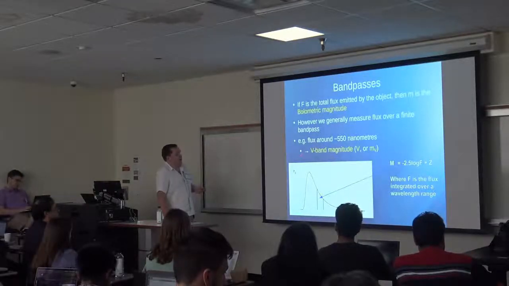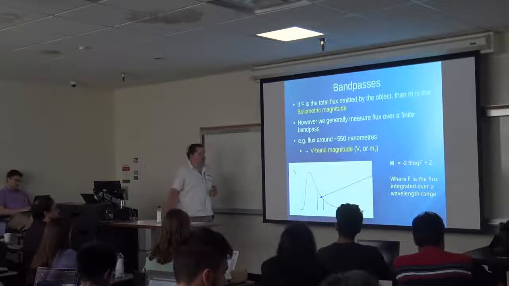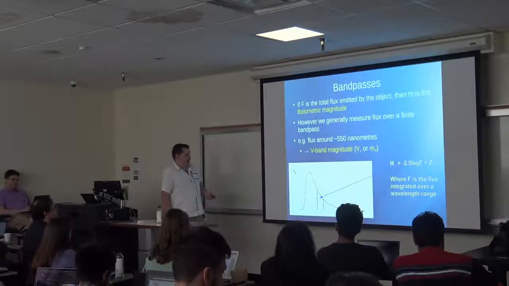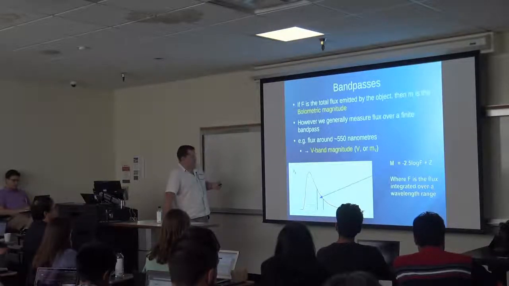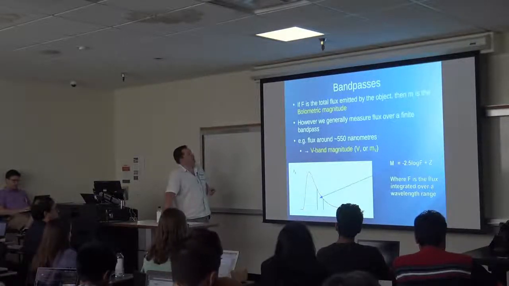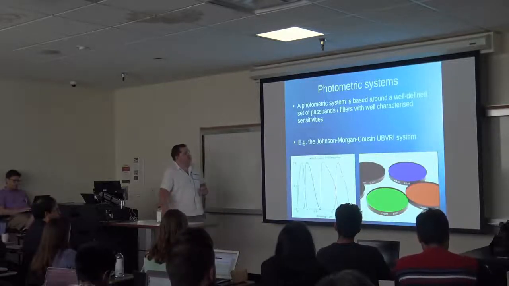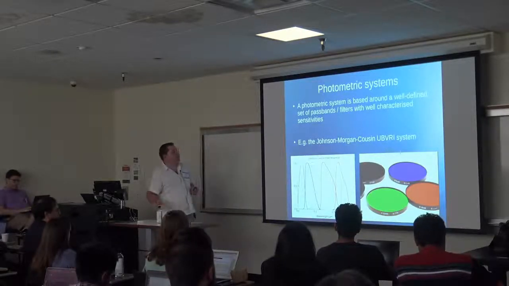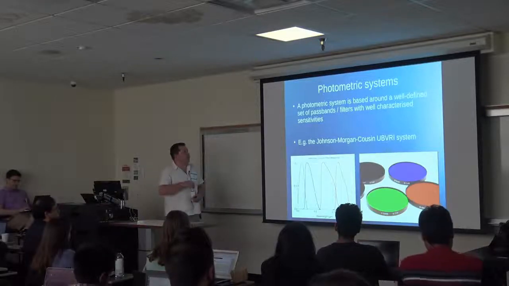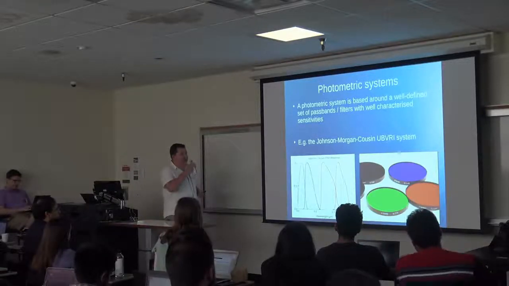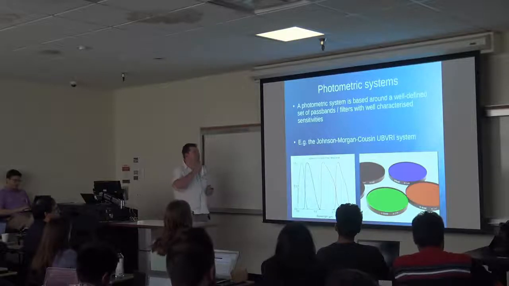So, for example, we have the V-band magnitude around about 550 nanometers. So we have a bandpass here, a wavelength range essentially, and the F we use generally is the flux integrated over that wavelength range. There are a number of photometric systems. Again, I'll just quickly skim through this because Dan did already mention this. So we have a well-defined set of passbands and filters with well-characterized sensitivities that enable us to make these measurements.